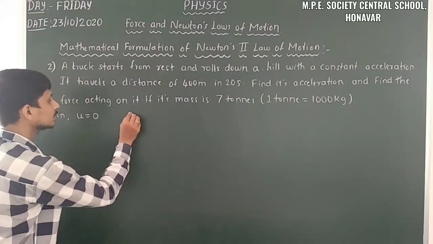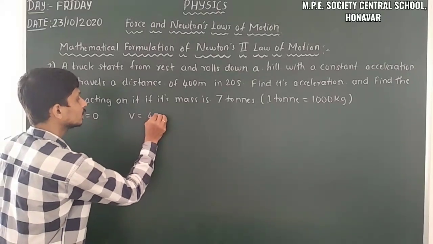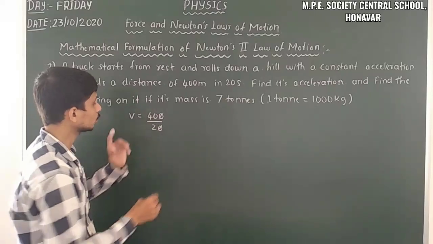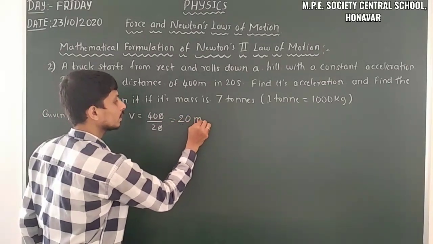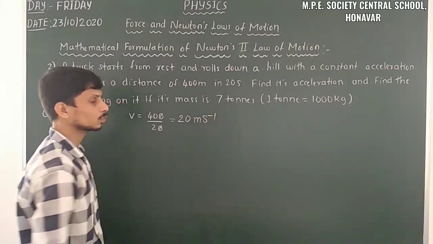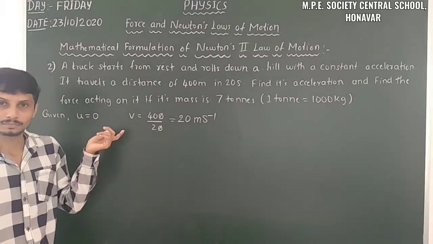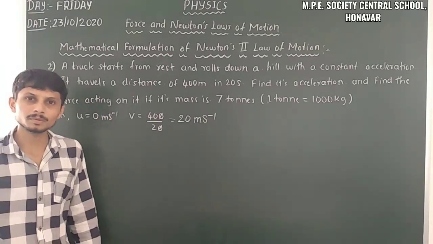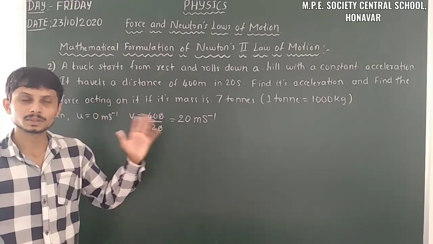Yes, let us calculate, that is v is equal to displacement by time, that is 400 divided by 20. So let us calculate that one. 20 meter second raised to minus 1. You have to write the unit here. Yes, v is equal to 20 meter per second here.